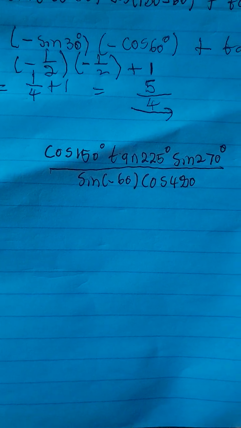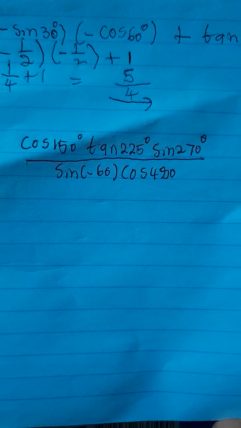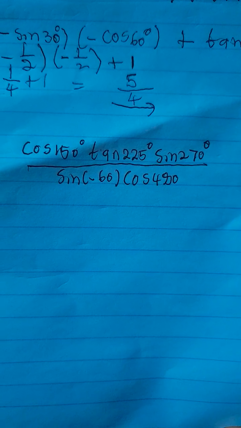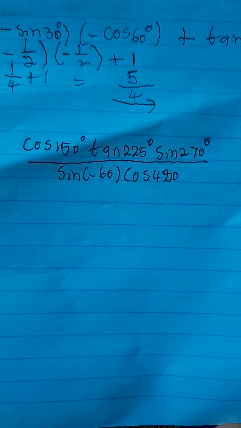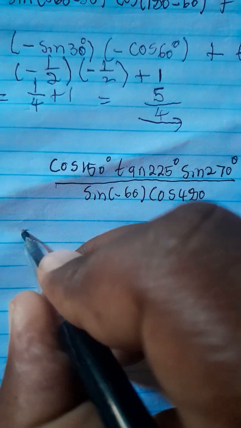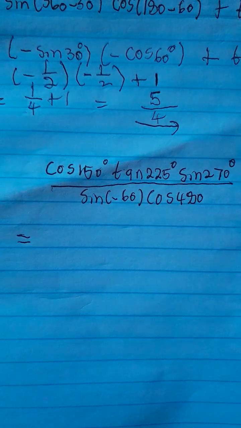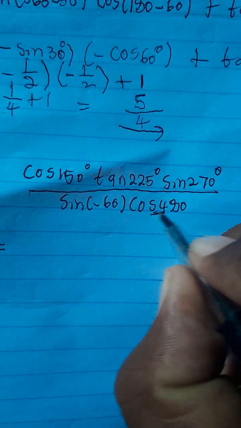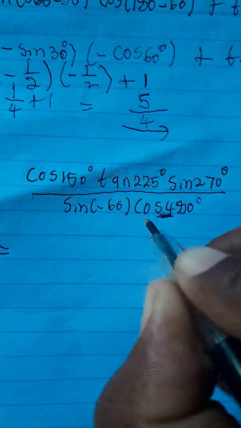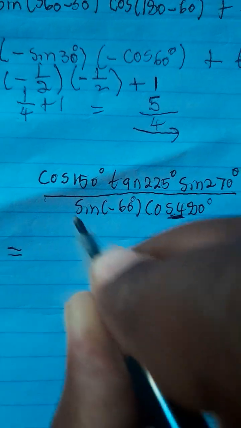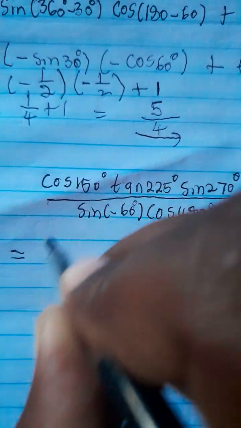We are given cos 150 as well as tan 225 and sine 270 and negative sine 60 and cos 480. So first thing first, remember whenever an angle is greater than 360, guys, always subtract it by 360, because here I can see there is 480 degrees. We also have a negative angle. But let's first reduce the numerator.